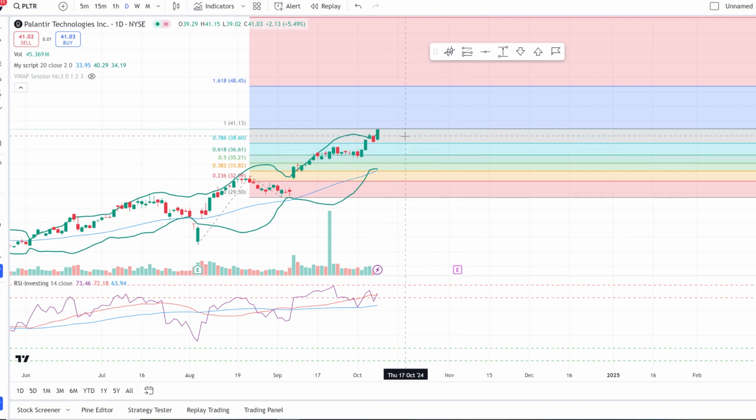We're going to stay in this area here and then either jump up or jump down here in November when we hit those earnings. But that's what we've got.